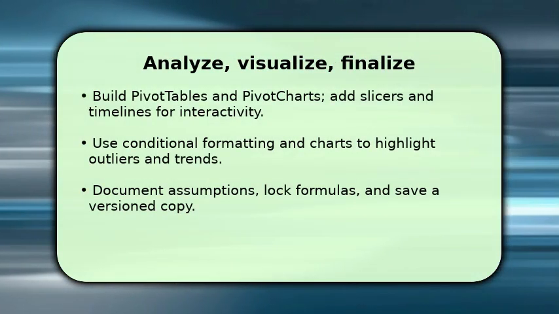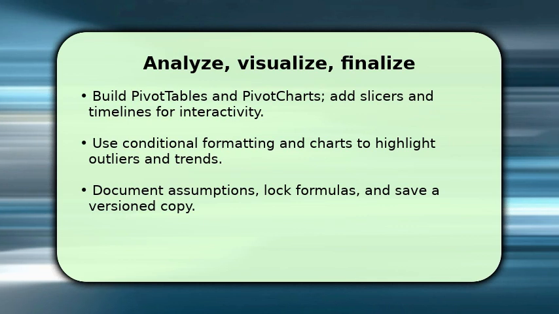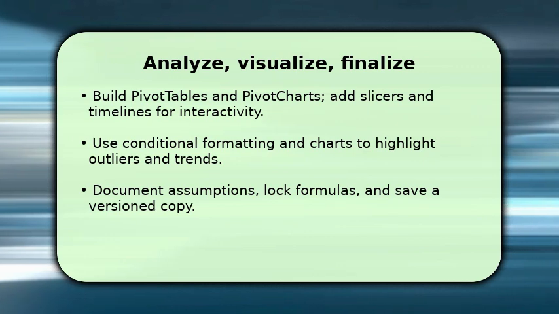Finally, create pivot tables and charts to answer your key questions. Choose slicers and timelines for interactive filtering so stakeholders explore data. Use conditional formatting to call out outliers and add trend lines or moving averages for context. Once visuals match your metrics, lock input ranges, document assumptions in a notes sheet, and save a version copy.